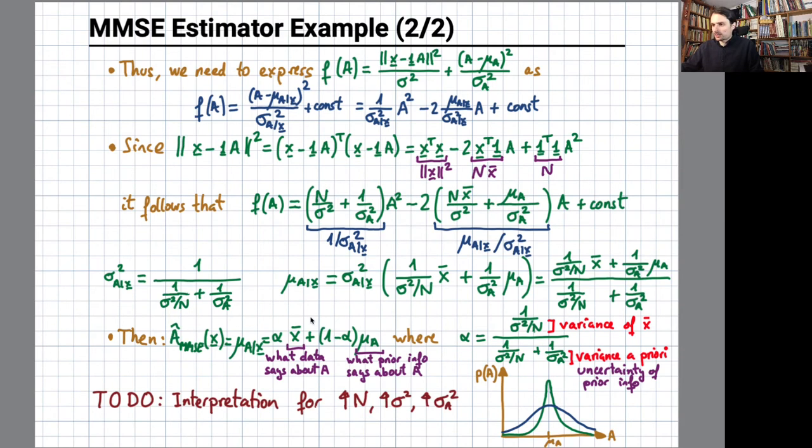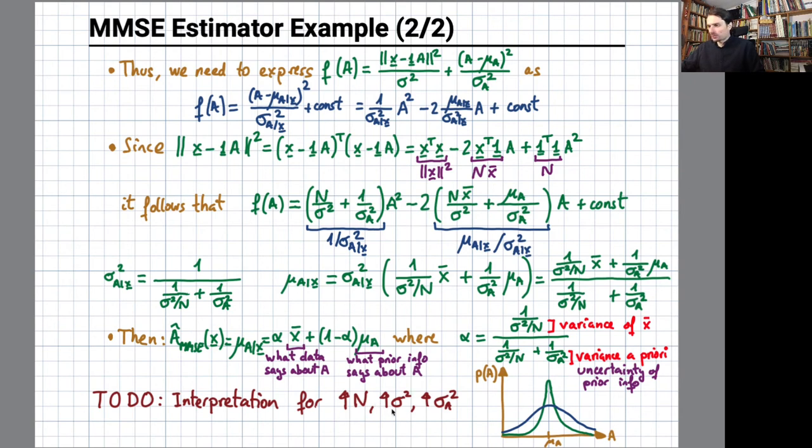So just to digest this further, you may now stop the video and think what happens for n becoming large, also what happens if sigma squared, the variance of the noise of W, is large, or what happens when the variance of this prior distribution is large. The answers are not that difficult. If n is large, then this term is small, and alpha becomes close to 1. So if we have many samples, then our data is highly informative about the parameter, and therefore we need to give a high weight to what the data is telling us.